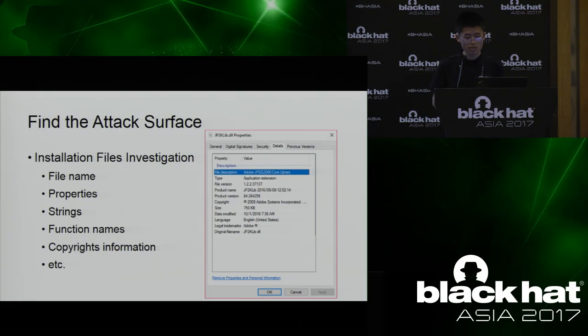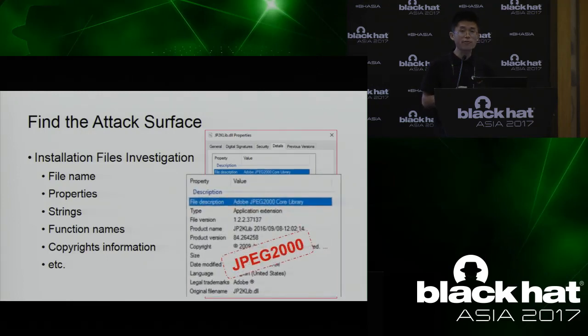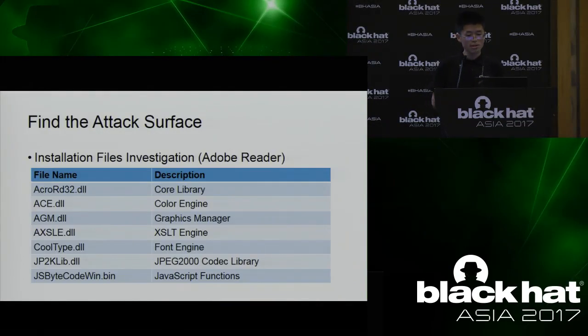jp2klib.dll file, for example. We can find this file in Adobe Acrobat and Reader's installation directory, and take a look at the property page of this file. We can easily figure out that this file is responsible for parsing JPEG 2000 images. And this table shows the functionality of some of the files in Adobe Reader's installation directory, including core library, color engine, XSLT engine, font engine, and so on.